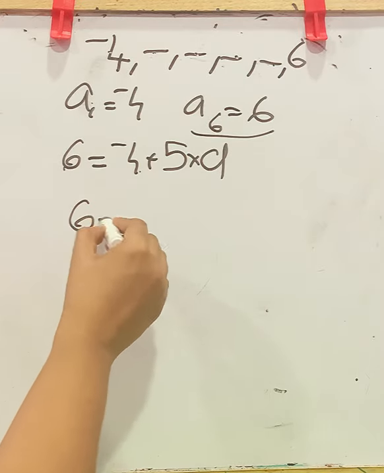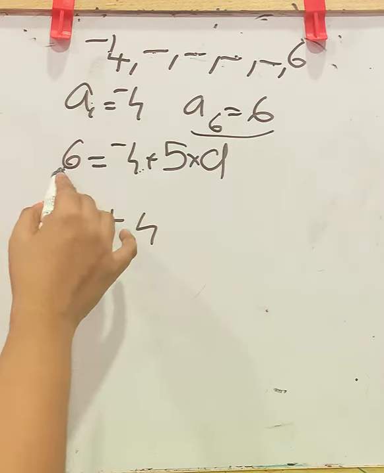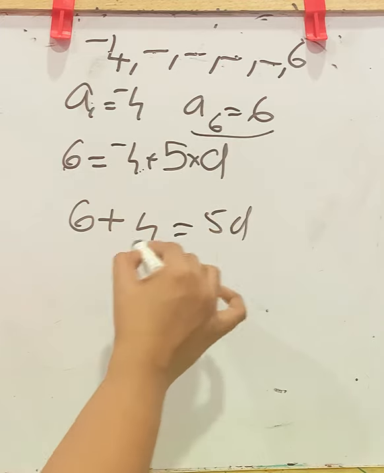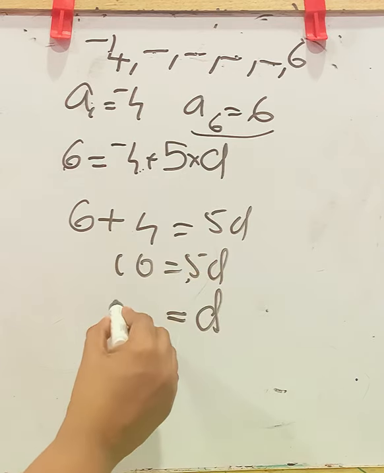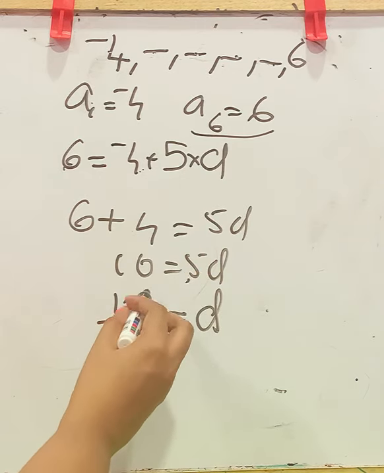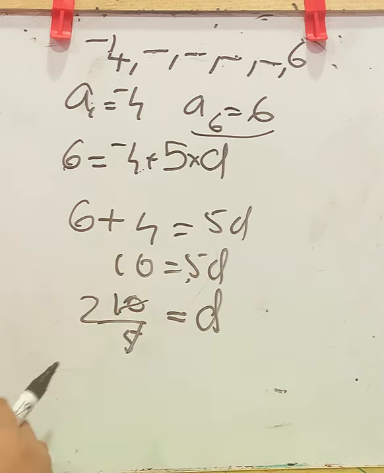So here it becomes 6 plus 4, taking this negative 4 to the side. 6 plus 4 equals 5D. 10 equals 5D. Keep the D here, take 5 to the side. 10 by 5. 10 division 5 is 2. The value of D is 2.